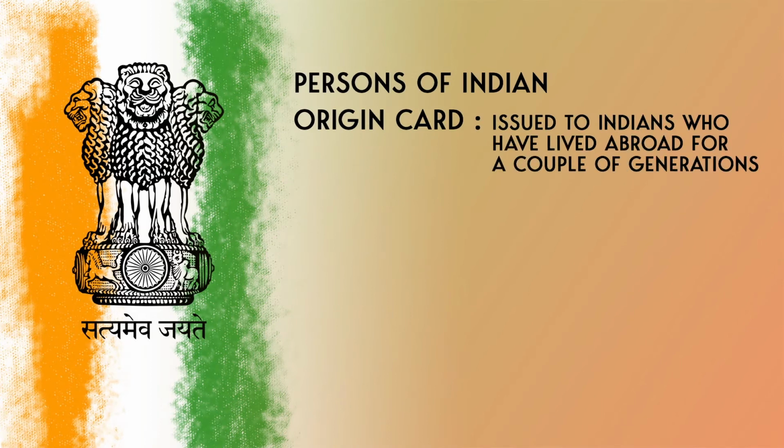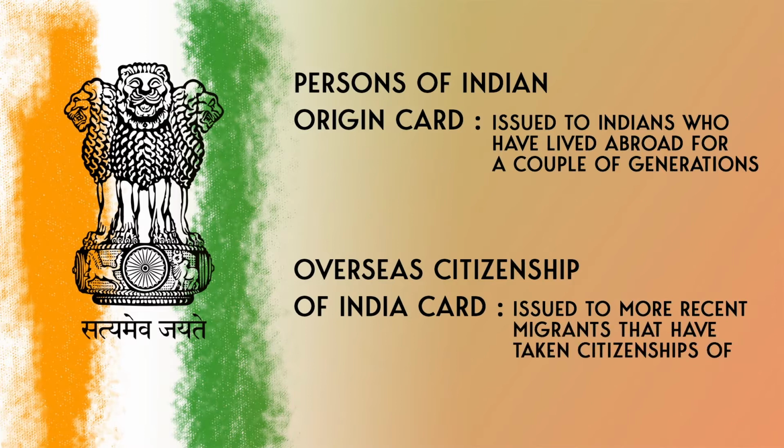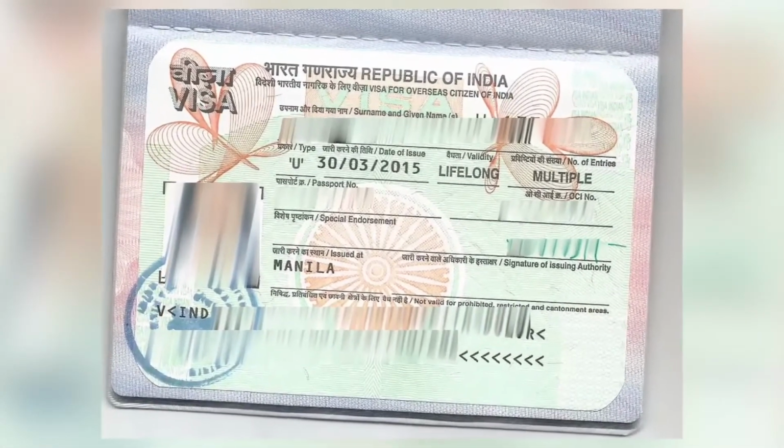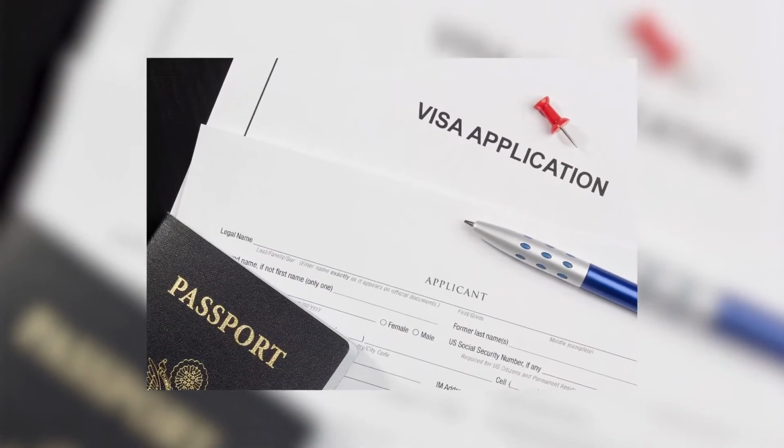Currently, the two cards provide different facilities to their holders. The PIO cards are issued to Indians who have lived abroad for a couple of generations, while the OCI cards are issued to more recent migrants that have taken citizenship of other countries. The OCI cards are virtual visas that enable the holder to enter India for an indefinite period, but the PIO card holders need to apply for a separate visa.